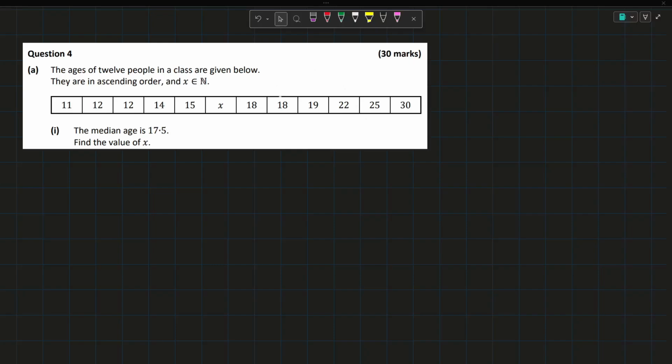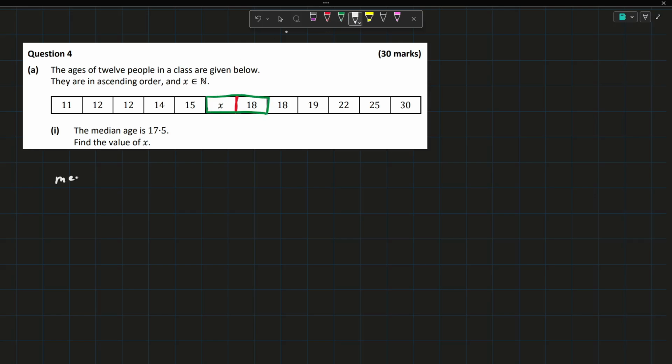This is 2025 paper 2 question 4, and we're told the median and asked to find the value of x. A useful thing for this is to split it down the middle always, because then we can easily tell. The reason this is the middle is because there's 6 numbers on either side. So that means that the middle two values, which is what the median is, are x and 18.